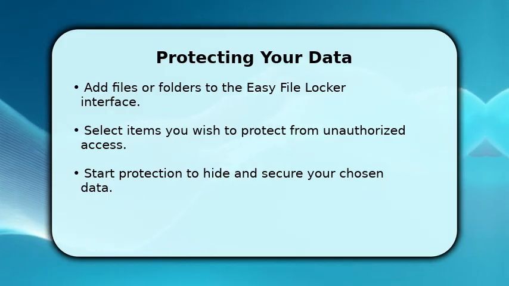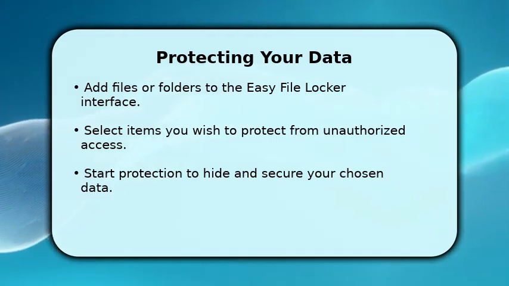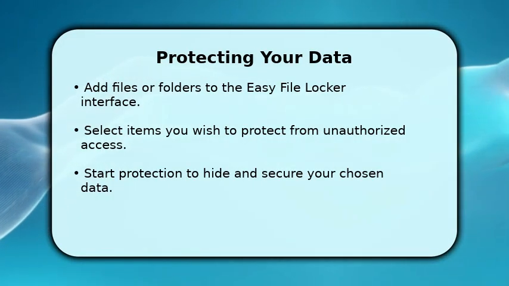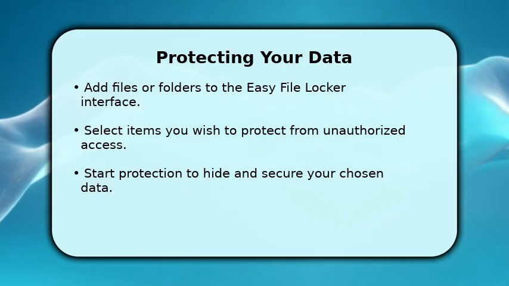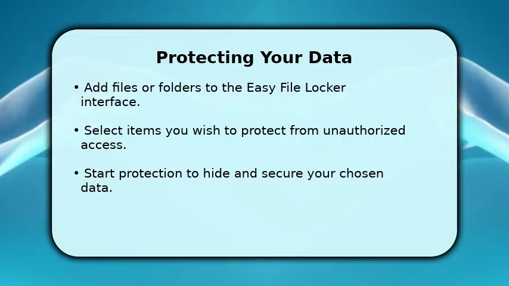Simply click the Add File or Add Folder button within the program's interface. Browse and select the specific files or entire folders you wish to secure. After adding your selections, ensure protection is active by clicking Start Protection. Your chosen items will then become invisible and inaccessible to others, even in Windows Safe mode.